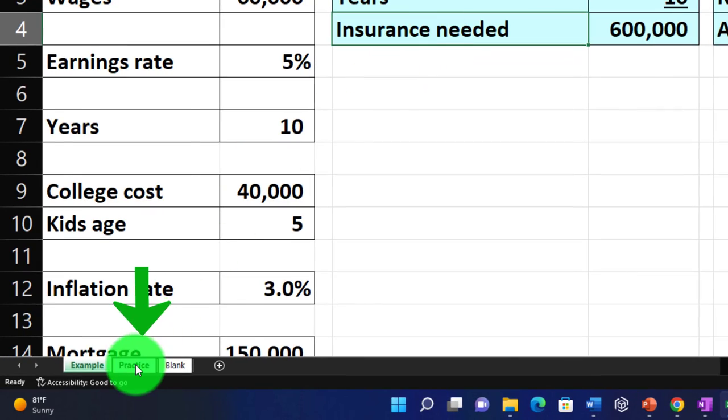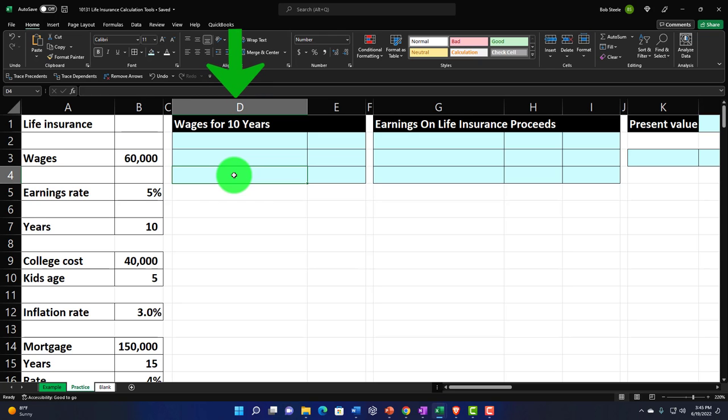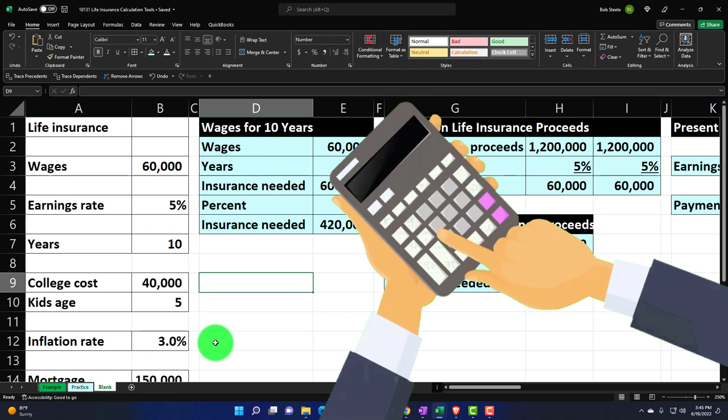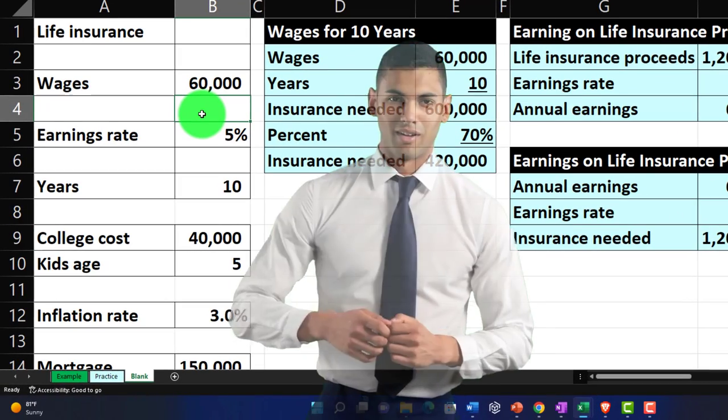The second tab, the practice tab, has some pre-formatted cells to help you work through the practice problem with less Excel formatting. The third tab, a blank tab, is where we've been putting the calculations in place, doing the Excel formatting. So, a recap of what we've seen in prior presentations.